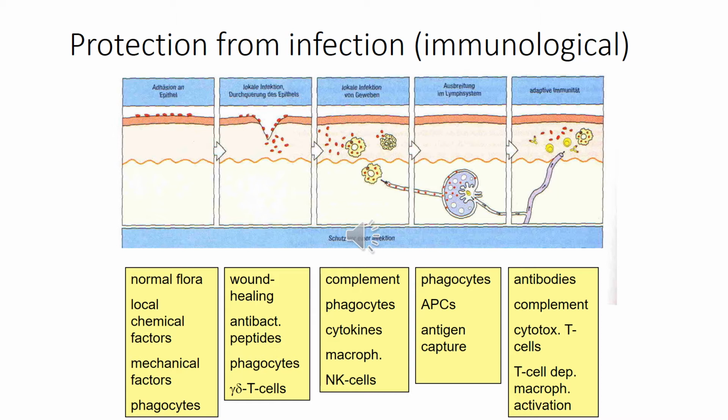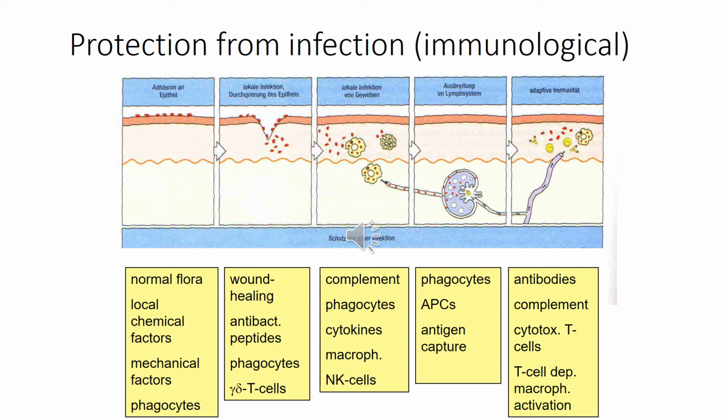Once the bacteria has entered through the epithelium and there has been a small local infection, there are wound healing mechanisms to close the wound, or again antibacterial peptides, antimicrobial peptides, and the phagocytes of the immune system. Also gamma delta T cells will act at this stage.